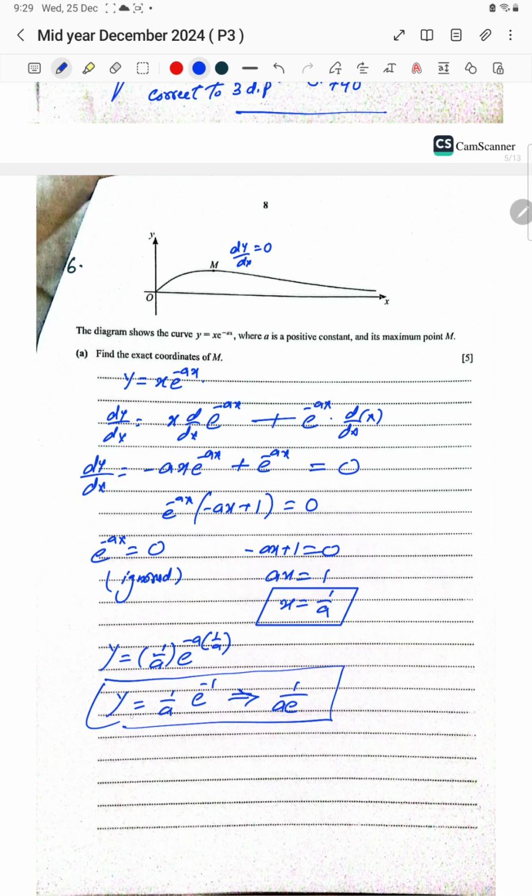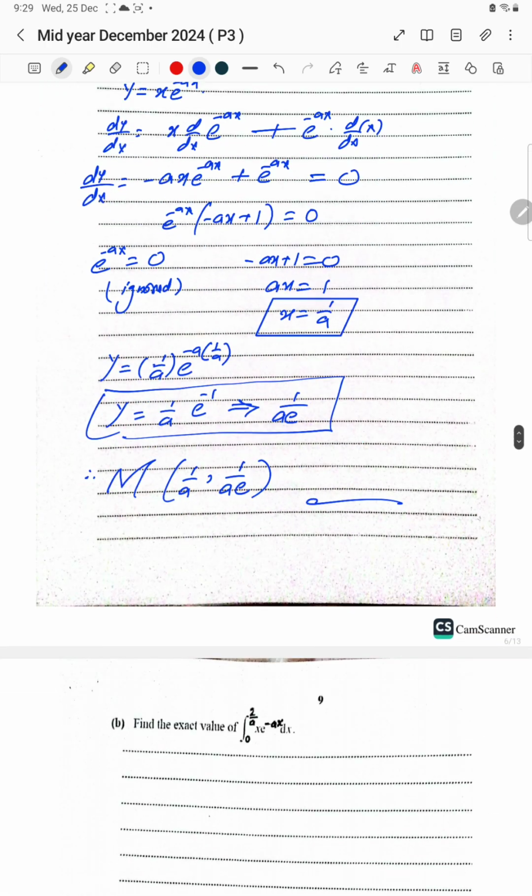So the coordinates of M are 1 over a comma 1 over a e. This is the exact solution. 5 marks question, A part done. B part says find the exact value of the integral from 0 to 2 over a, lower limit to upper limit, of x e raised to power minus ax dx.